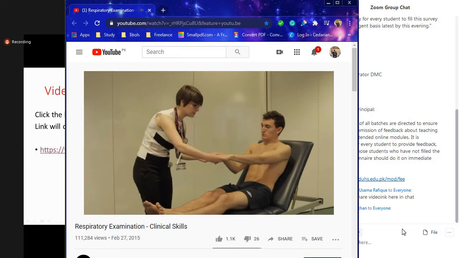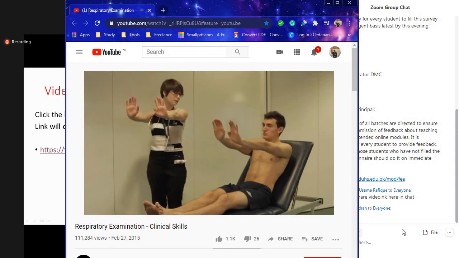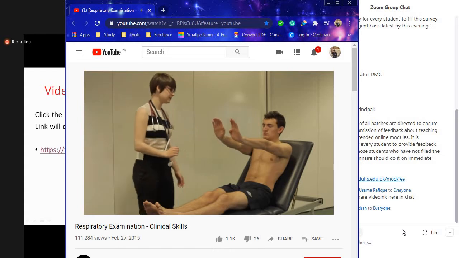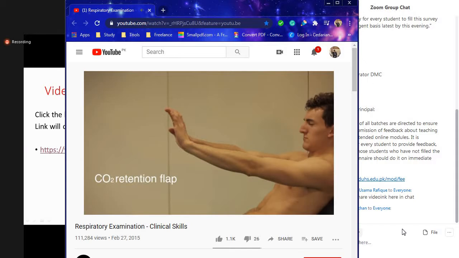That's good. And can you put your arms out like this and cock your wrists back and close your eyes, please, and hold them there? Here the doctor is looking for any signs of CO2 retention flap that looks like this, or salbutamol-induced tremor that looks like this.